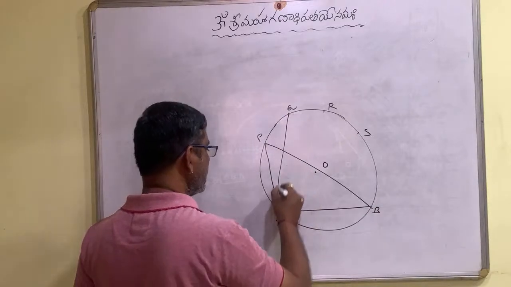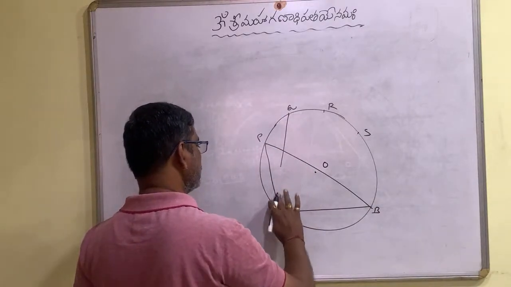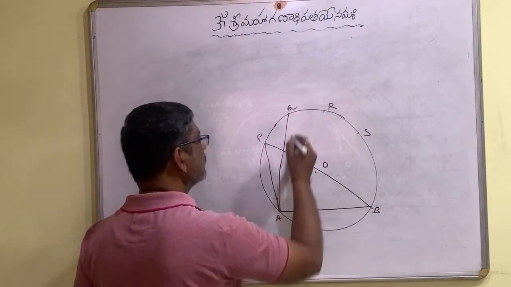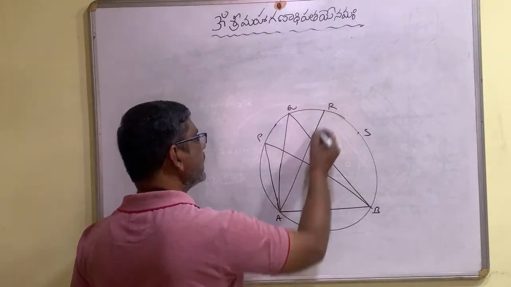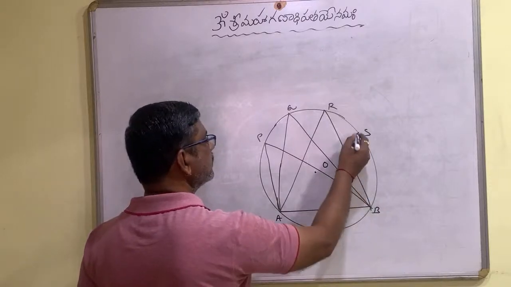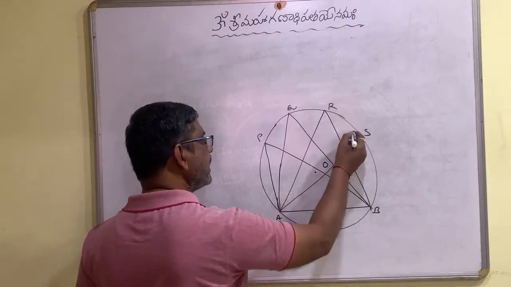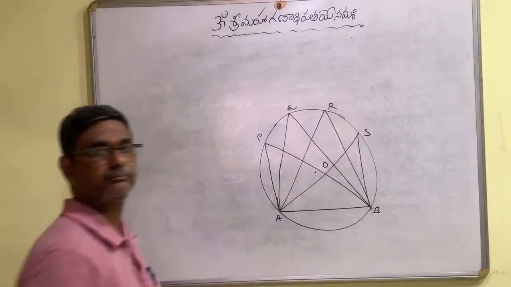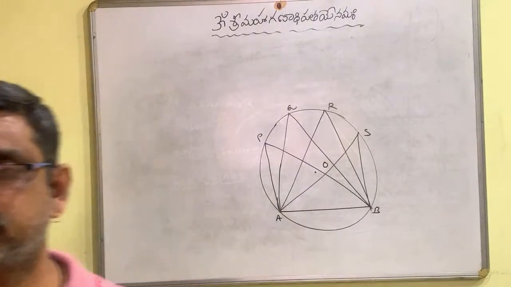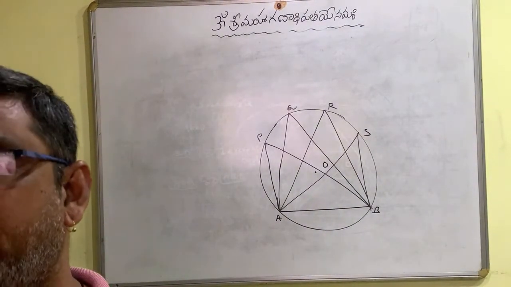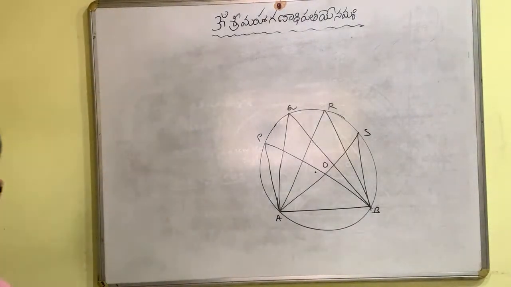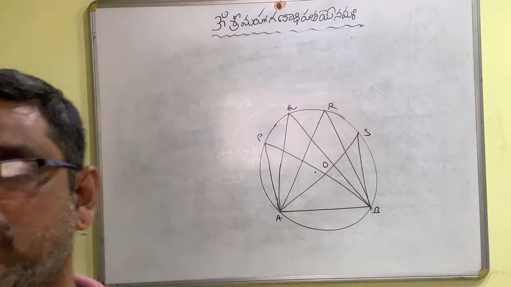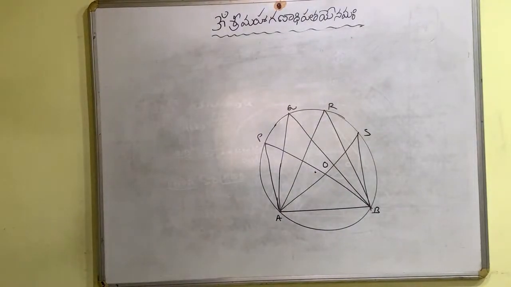In the same way, QA, QB, RA, RB, SA, SB. Okay, na? I took only 4 points. You can take many points also, on the major arc.